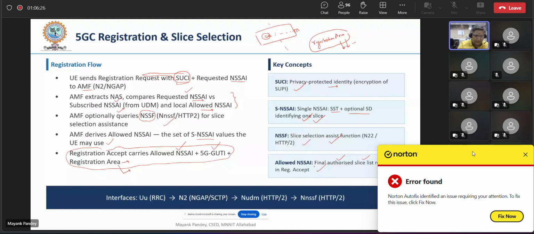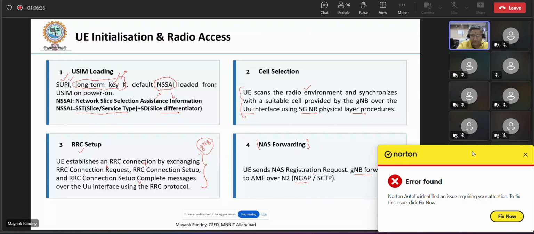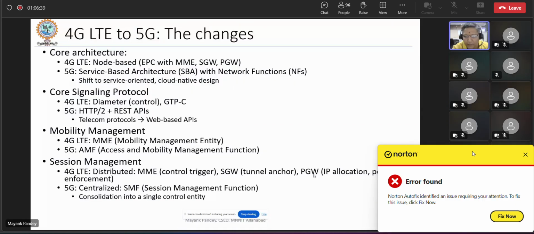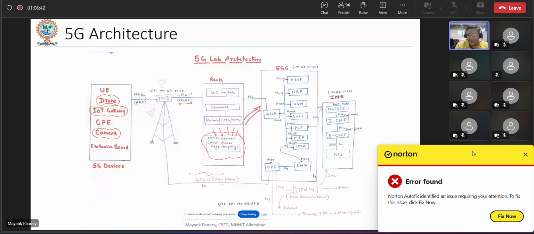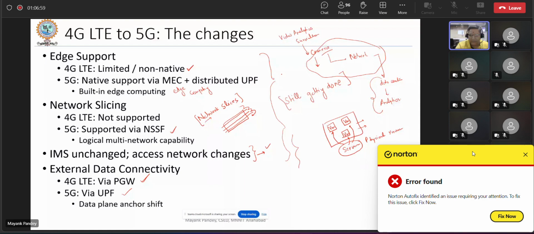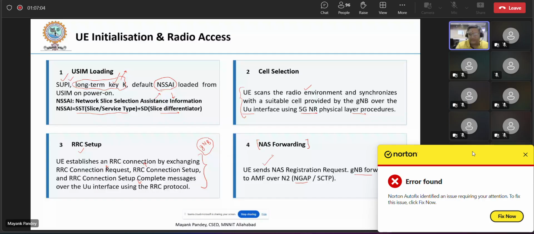The interfaces which are used are UU, N2, NGAP and SCTP, NUDM and NSSF. These are not actually interfaces. If you see the figure of 5G, the NUDM is our API service access point, and NSSF is again our API service access point. Fine. Using this, modules of the 5G core can communicate, and finally, the registration reply is sent back to the UE.